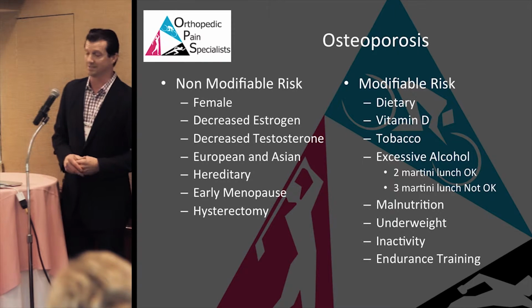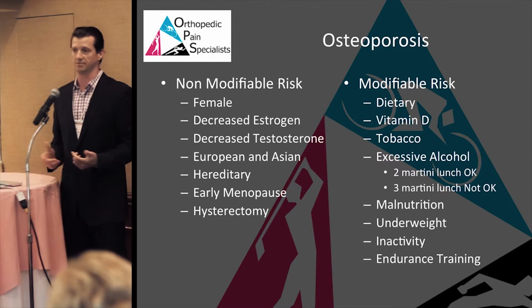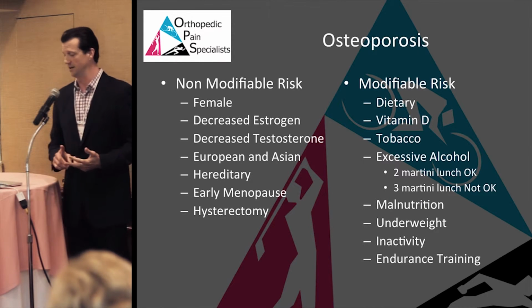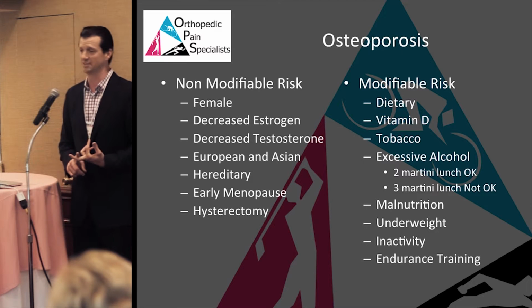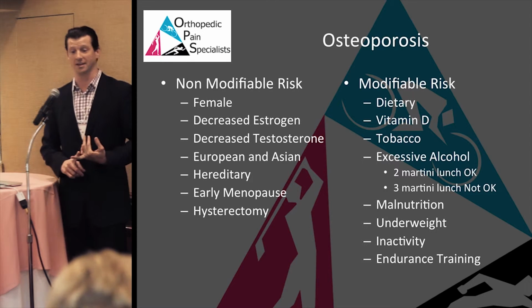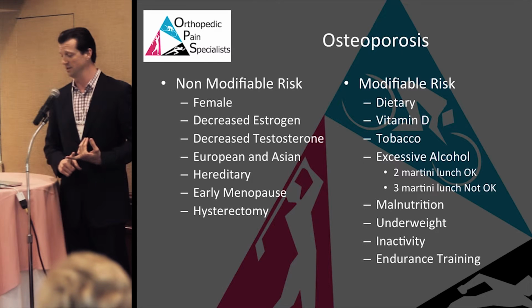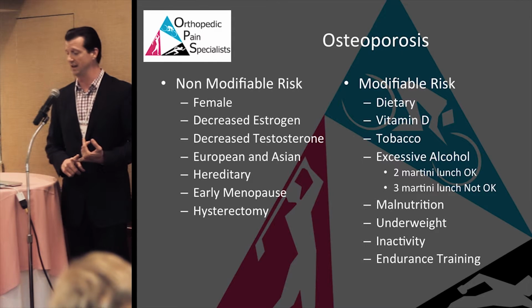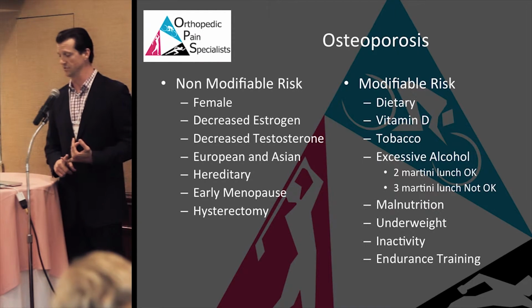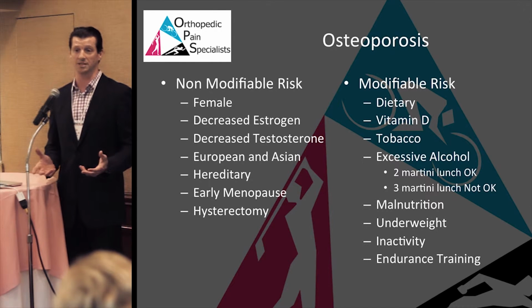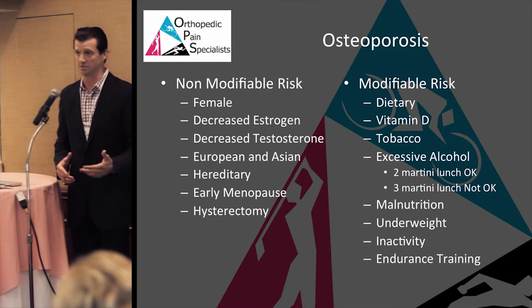So osteoporosis, the non-modifiable risk factors: you can't change that you're female. You get decreased estrogen postmenopausal. Men start getting decreased testosterone. European and Asian ancestry increase the risk. There are other hereditary links. Early menopause and then a hysterectomy. If you had a hysterectomy at an early age, you're going to be at increased risk.